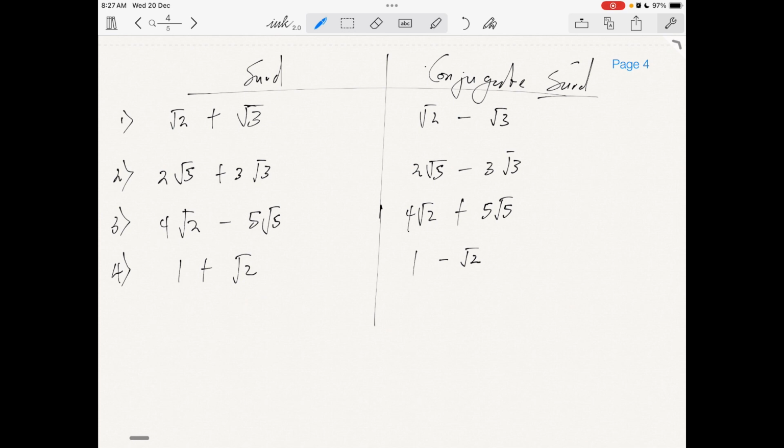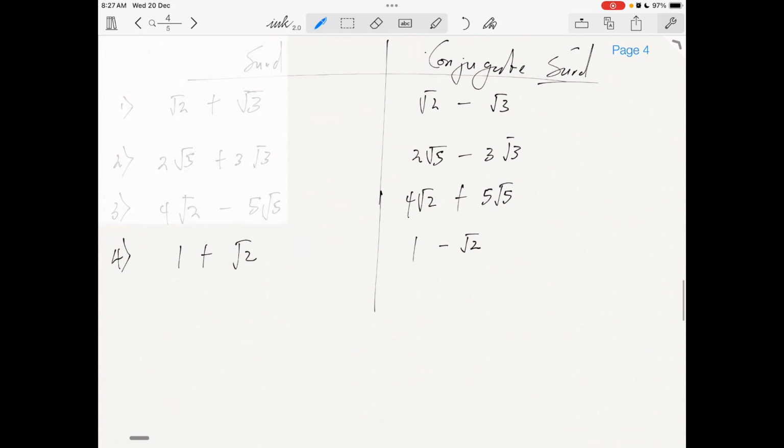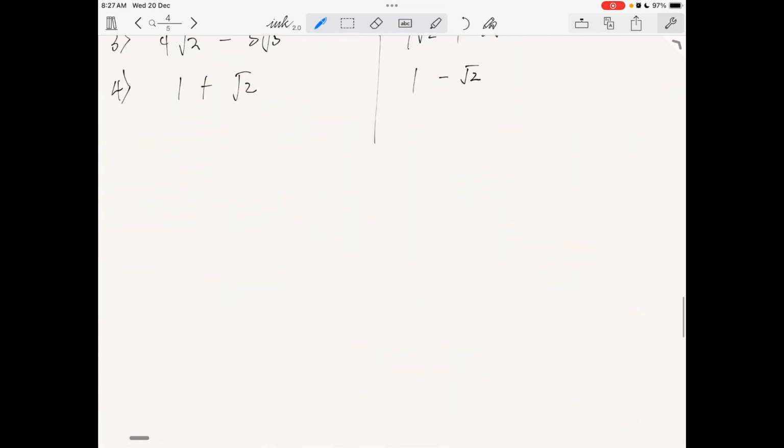So back to surds. In our previous video, the last thing we talked about was the surds and the conjugate of surds, where we just change the signs: if it is positive we change it to negative, and if it is negative we change it to positive. So in that case we want to go straight into the multiplication and division of surds.